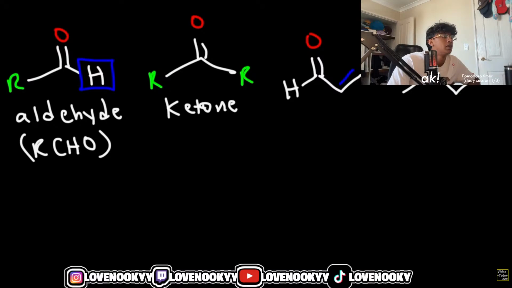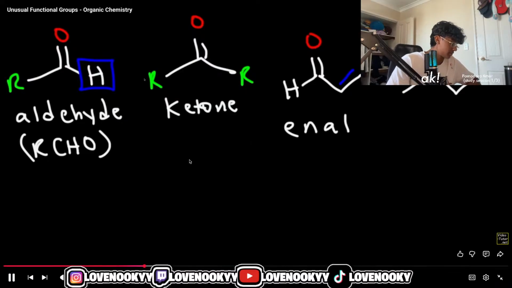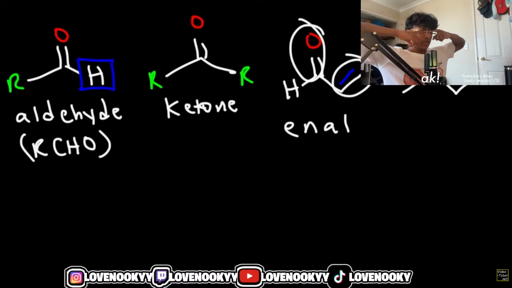It also has a special name, an alpha beta unsaturated aldehyde. This is the alpha carbon, that's the beta carbon. The double bond is between the alpha beta carbon, so it's an alpha beta unsaturated aldehyde. But it also has another name. It's known as an enal. And it makes sense because here we have an aldehyde and we have an alkene.